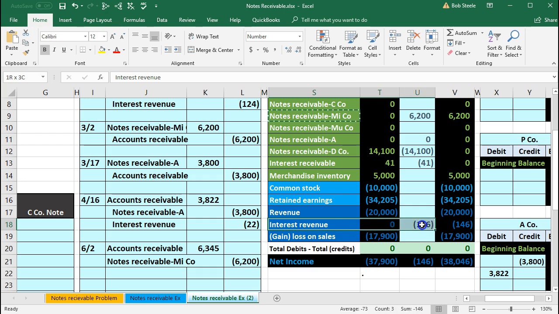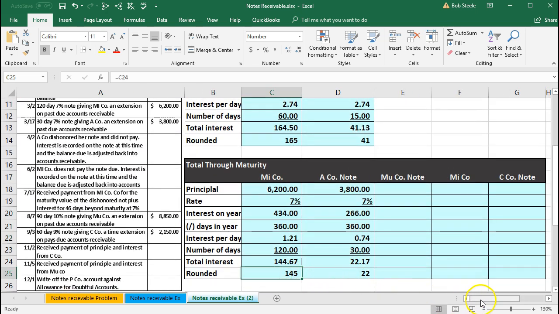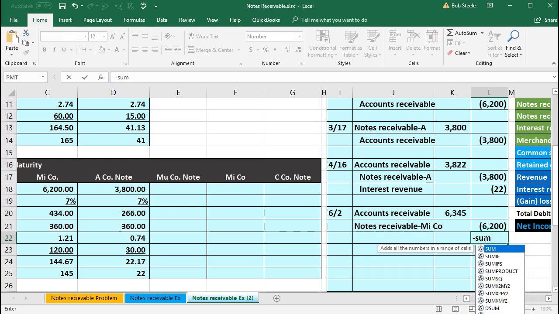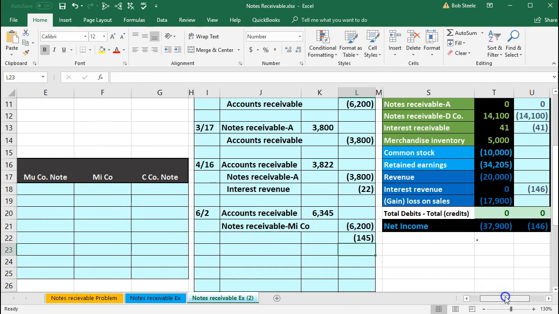The difference is going to be the interest that is earned, the revenue. So the revenue account here is going to be the difference. We can do that a couple different ways. I'm going to scroll back over. It's 145 calculated here, or it's what we need, the 6,345 minus the 6,200. I'm going to do that with the plug formula, negative SUM. Double click the sum function. Highlight those cells, the 6,345 minus the 6,200, giving that 145.